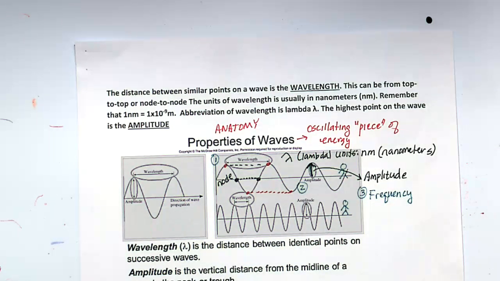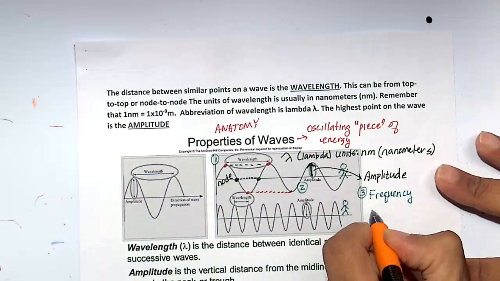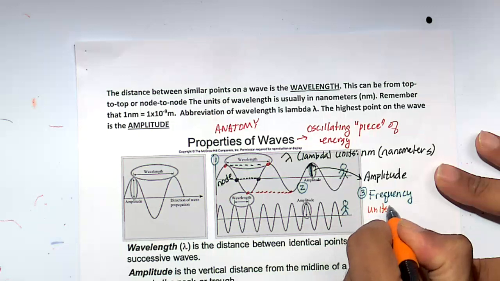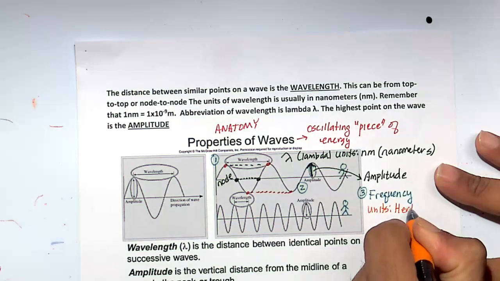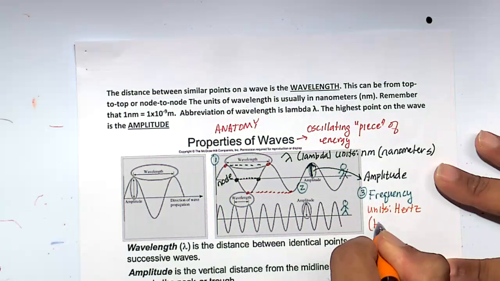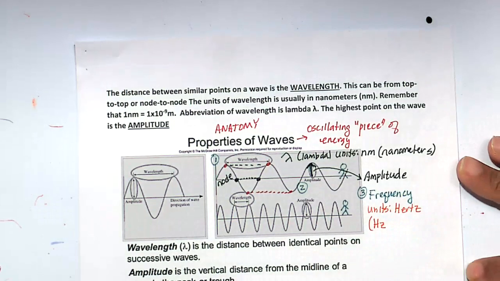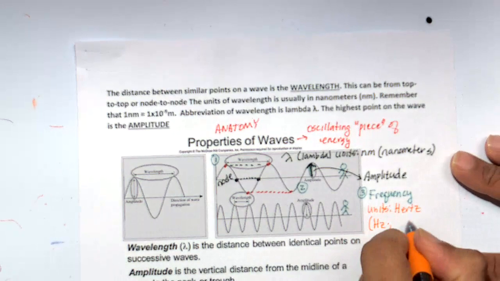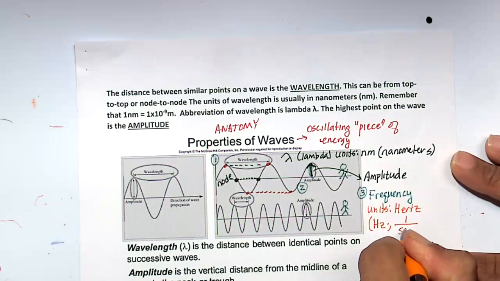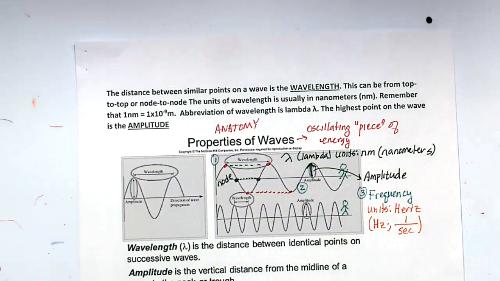Okay, the units of frequency are hertz. This is important. The abbreviation for hertz is Hz, and the units of hertz, this is important, are 1/second. Okay, 1/second is hertz.